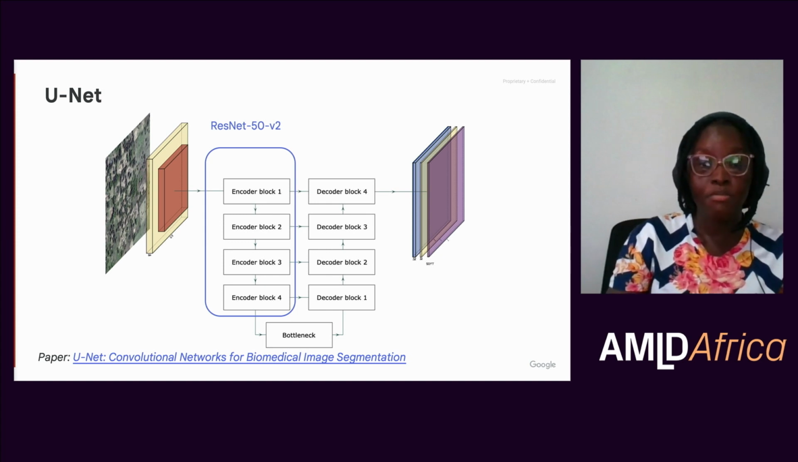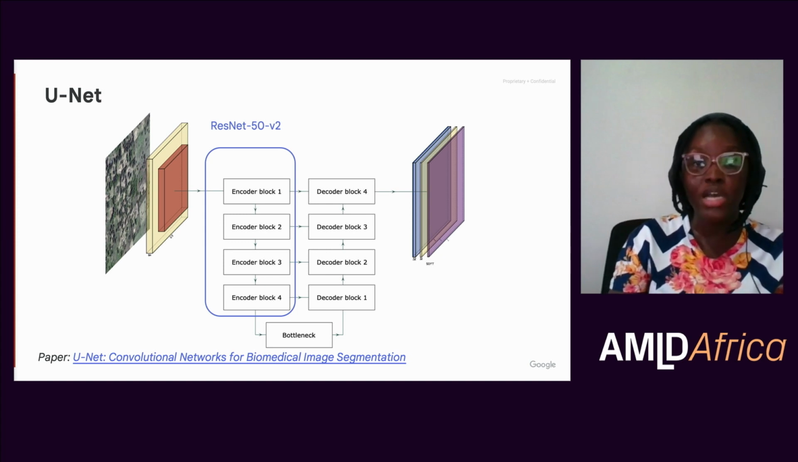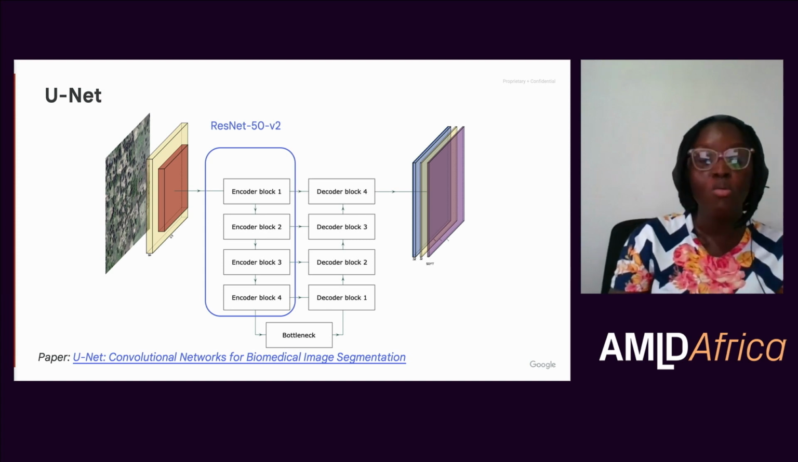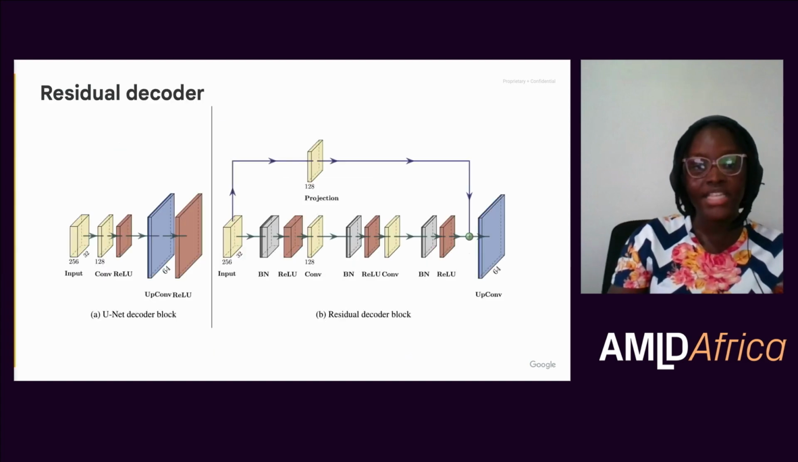And so the base model again is UNet, but the encoder was ResNet 50. Yes, we did try deeper models, but we realized that the performance wasn't any better whenever we go deeper. So ResNet 50, the version 2, was what we used as our encoder for the UNet. And we modified the decoder to have skip connections like the encoder in order to boost the performance of our model.